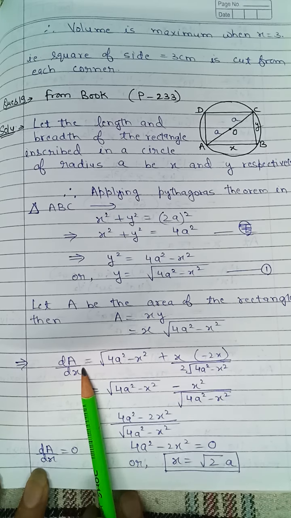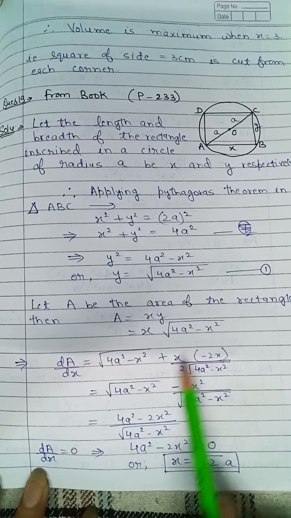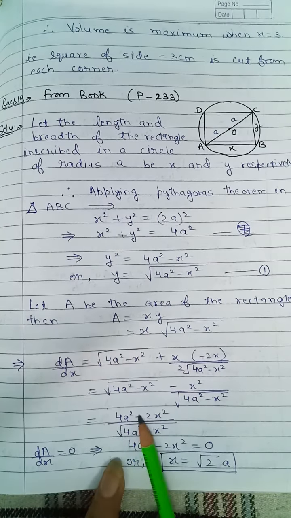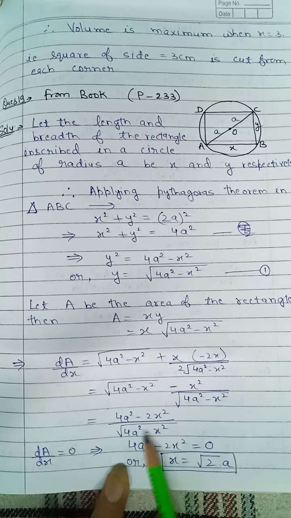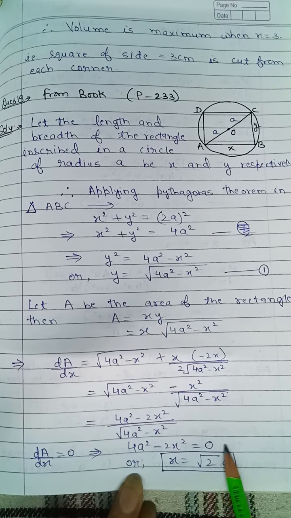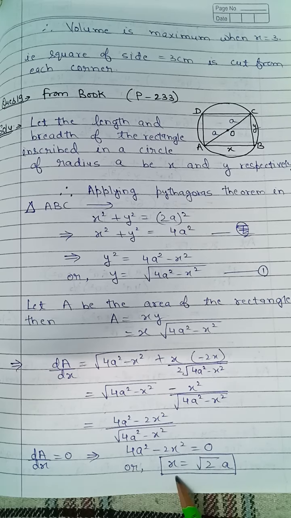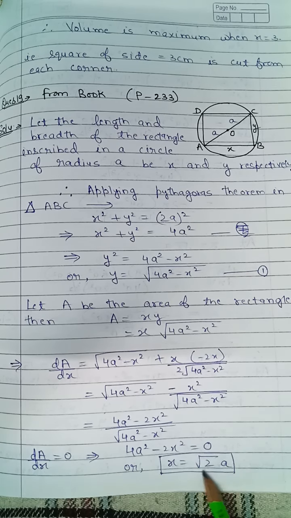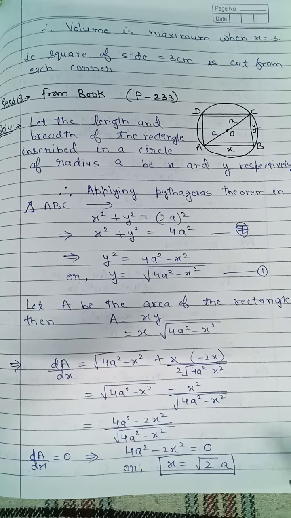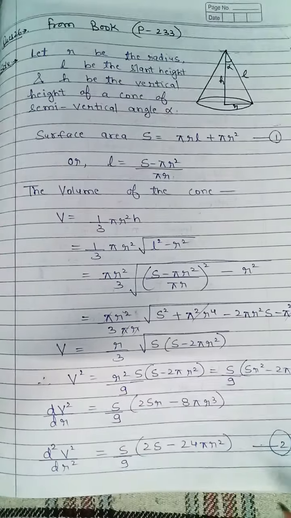So finding out the derivative, this is dA by dx. Using product rule, this is the derivative. After solving this, I am getting (4a square minus 2x square) upon the square root of (4a square minus x square). Equating it to 0, this becomes 0, giving me x equal to root 2 a. So we have to check at this point about the maxima and the minima. So this is our critical point.